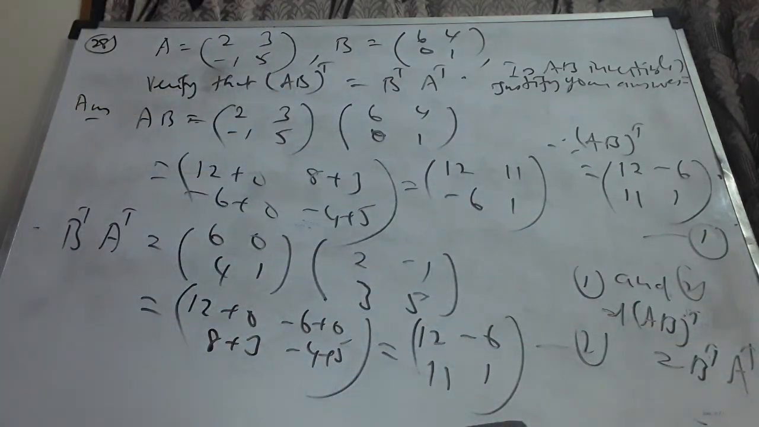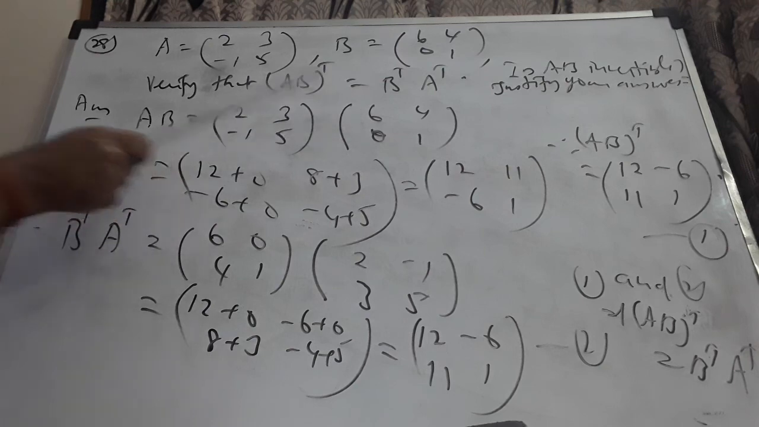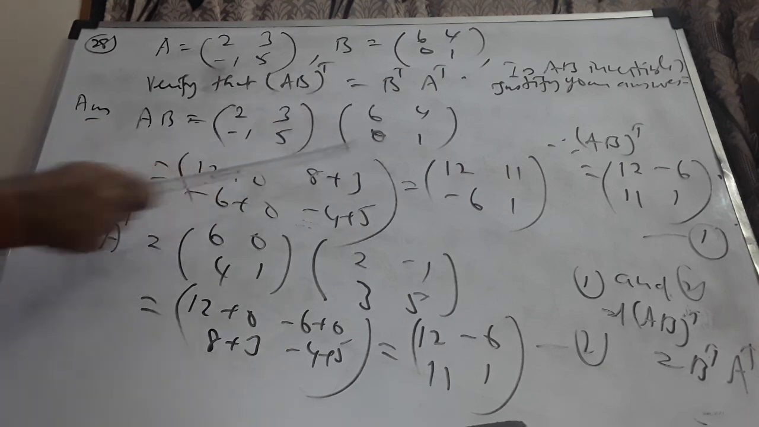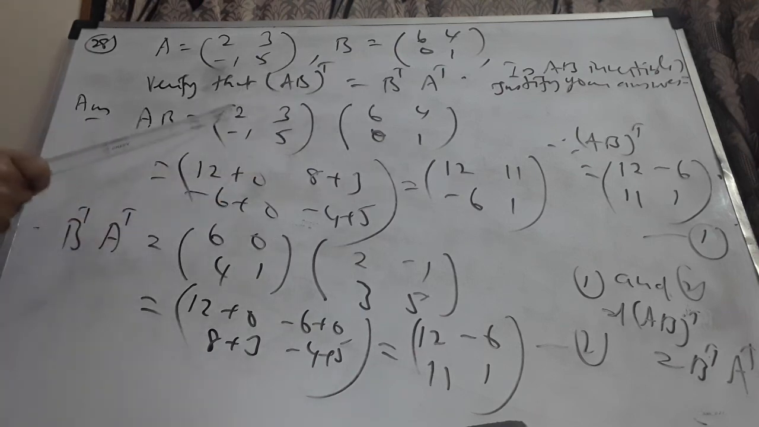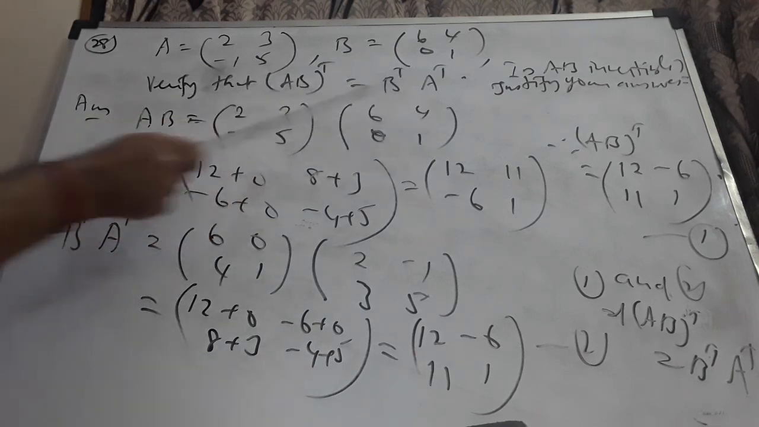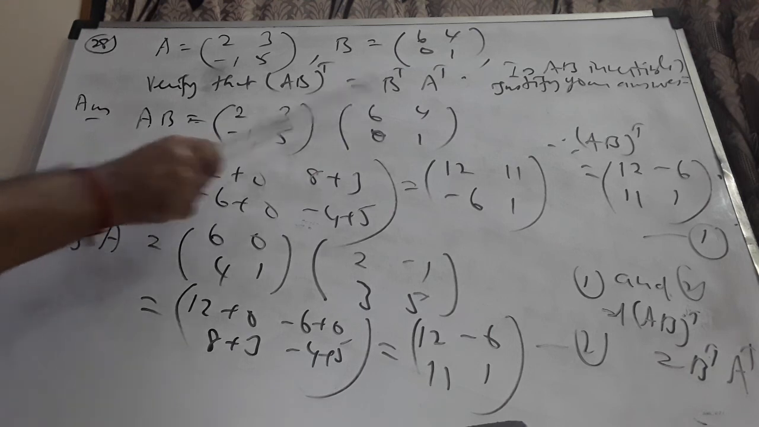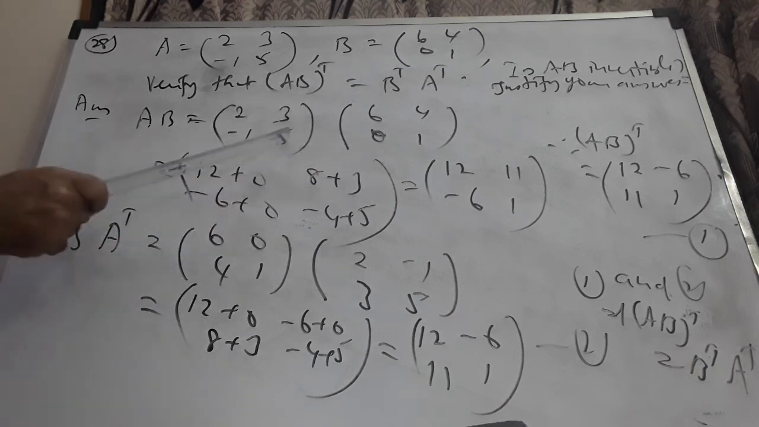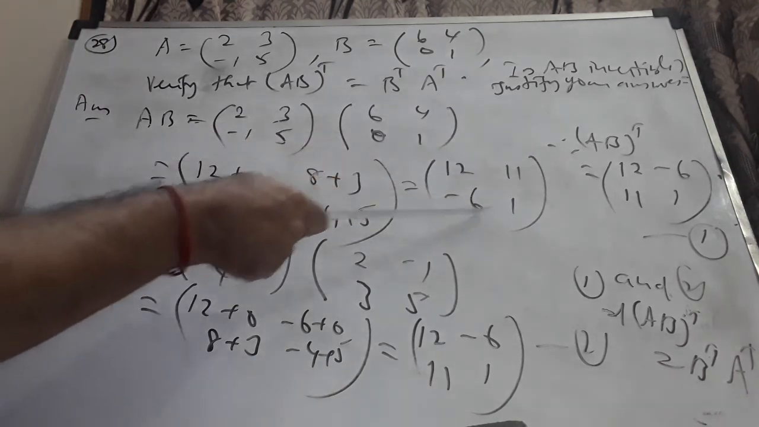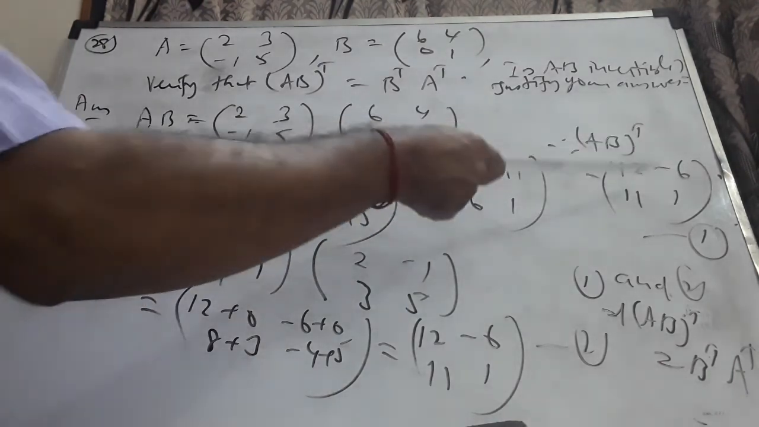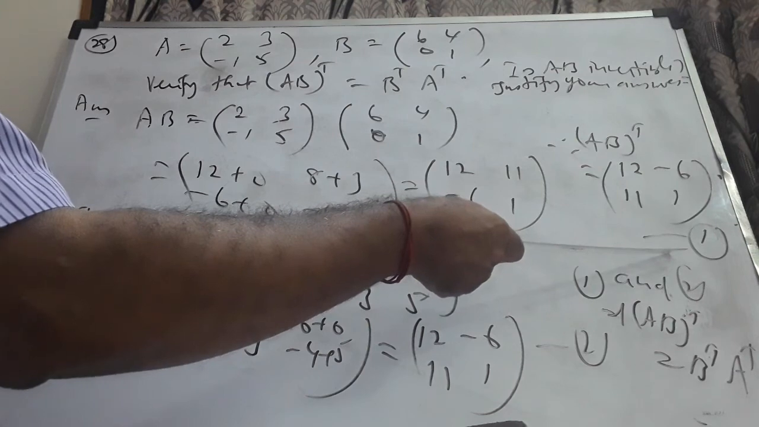You can just verify once again. Think about the product AB. First row, first column: I multiply the corresponding elements of the first row here and the first column here, 12 plus 0. Then first row, second column, 8 plus 3. Second row, first column, minus 6 plus 0. Second row, second column, minus 4 plus 5. This gets reduced to 12, 11, minus 6, 1. Transpose becomes 12 minus 6, 11, 1. Name it as equation 1.